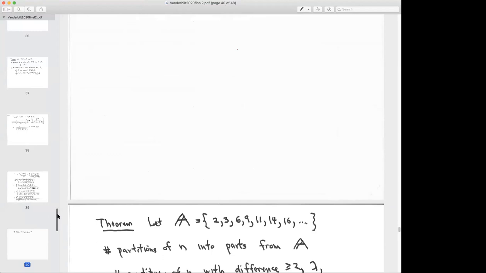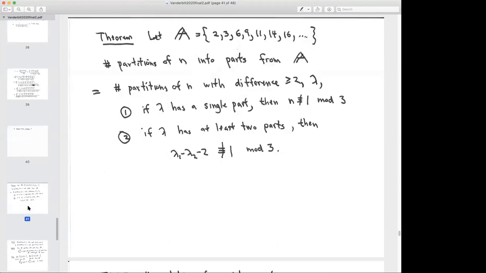Here is another example of such a theorem. Here's what happens if you take Rogers-Ramanujan mod 1 and 4 and replace the parts 1 and 4 by a 2 and a 3. So it's very strange. The parts instead of 1, 4, 6, 9, 11, 14, 16 are 2, 3, 6, 9, 11, 14, 16. It's kind of a mixture of the two theorems.